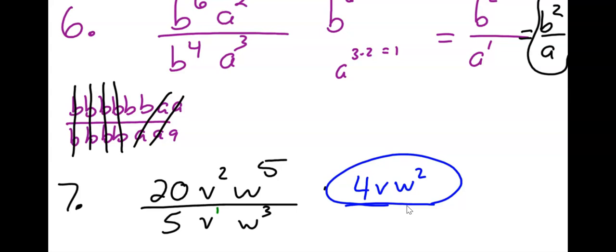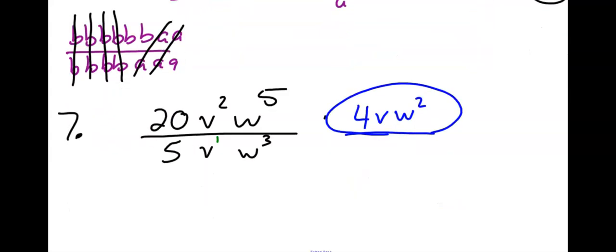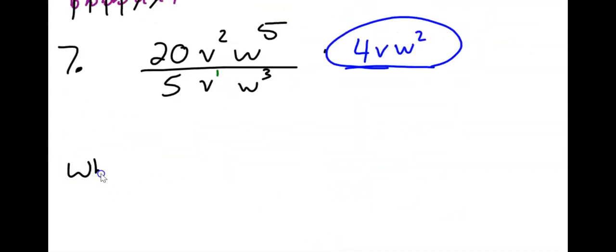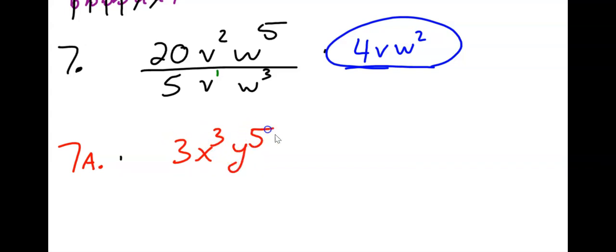Now, if everything cancels out of the top, if it had been reversed here, well, instead of doing whatever here, let's just do a different example. This would be like 7b or 7a. Let's go backwards here. Let's say it was 3x to the 3rd, y to the 5th over 12 x to the 6th and y to the 10th or something like that.